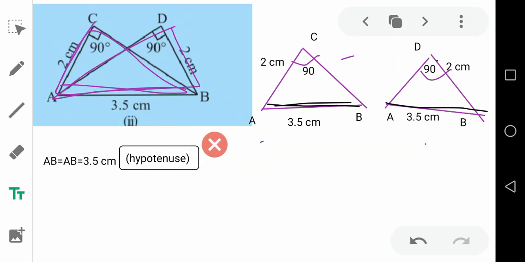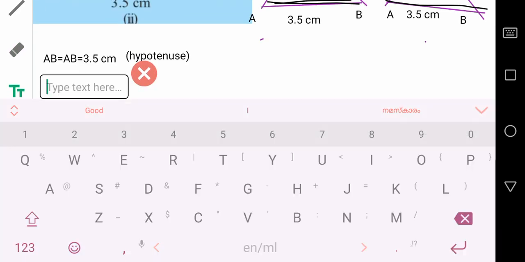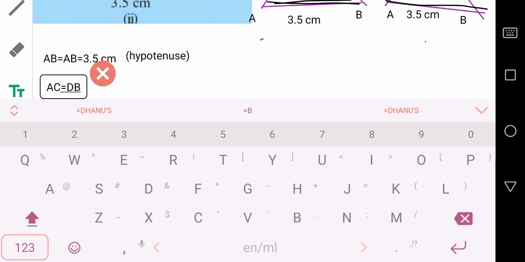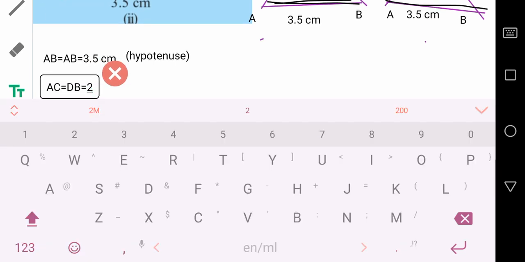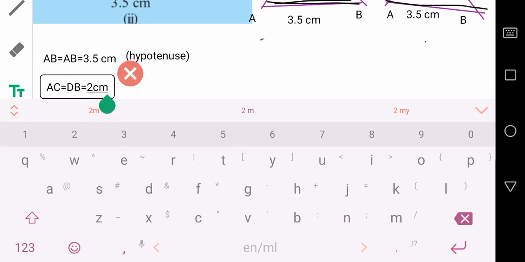Okay, now hypotenuse and any one side of the triangle. So now check any one side is equal or not. So you can see here we have 2 centimeter, here also we have 2. So one side is equal. So AC is equal to DB here. So we'll write AC is equal to DB, and what is it? 2 centimeter, right? So it is 2 centimeter. Okay, so that you can write as one side.